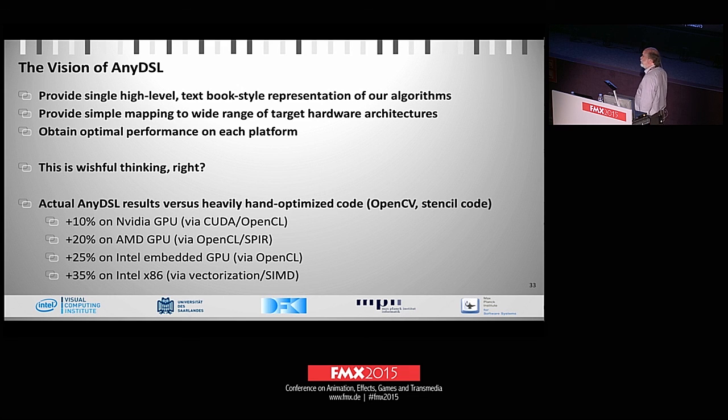For AMD GPUs, we beat the hand optimized code by 20%. On embedded Intel GPUs, we even beat it by 25%. On CPUs, we beat the Intel code by even 35%. Right? That should never be possible, by the way, because whatever code we generate, you could claim that's my hand-optimized code. So at best, we could achieve 100%. We actually get better results, and I'll explain in a second why.